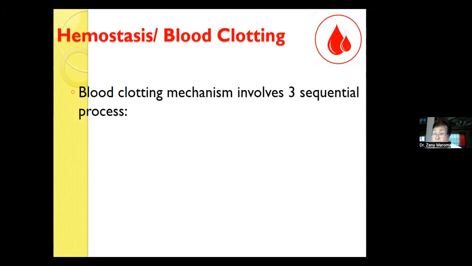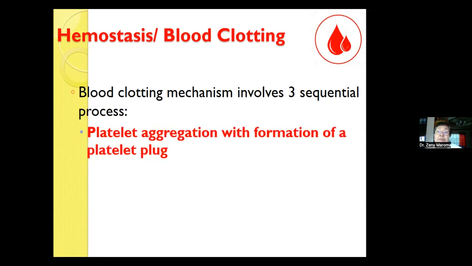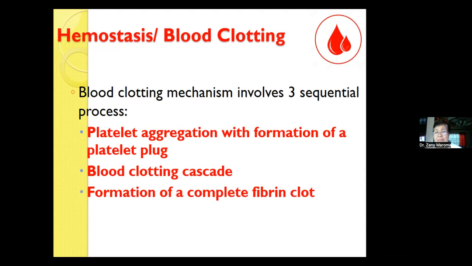We will now be reviewing the role of the platelets and clotting factors with blood clotting and coagulation. Blood clotting involves three sequential processes. What are they? Platelet aggregation with formation of platelet plug, blood clotting cascade, and formation of complete fibrin clot. So what are the three sequential processes? One, platelet aggregation with formation of platelet plug. Second, blood clotting cascade. Third, formation of complete fibrin clot.